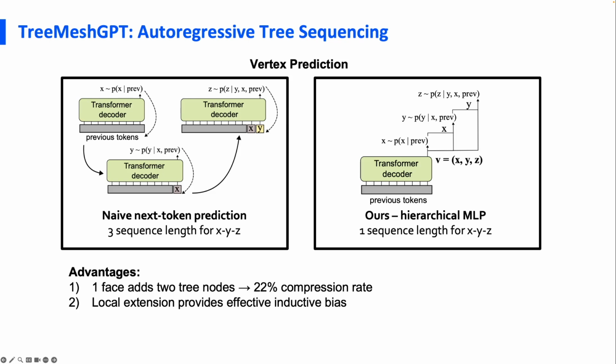Furthermore, our method only needs to predict a local extension at each generation step. This process provides a strong inductive bias, enabling our model to achieve superior results despite using significantly less training data and computation. Lastly, our method enforces a strong normal constraint that minimizes the flipped normals.